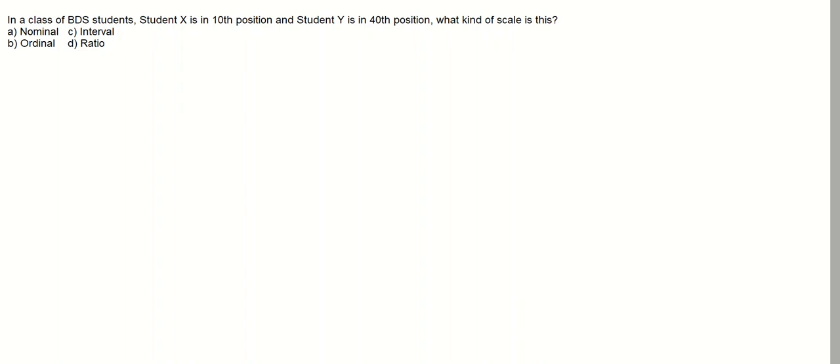Hello everyone, in this video we are going to discuss this question which was asked in NEET 2020. So this question is asking that in a class of BDS students there are two students X and Y. They had given some names but let's keep them student X and Y. In that student X is in 10th position and student Y is in 14th position. So what kind of scale is it that it has been asked to us?